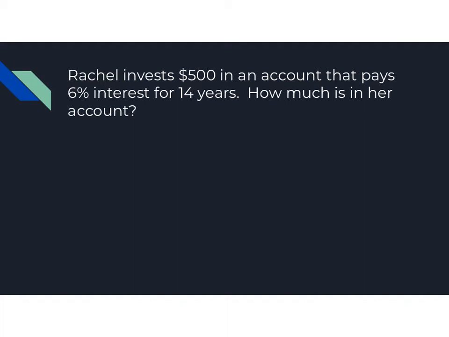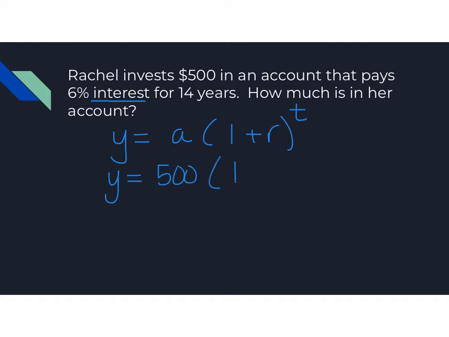We've got Rachel investing $500 into an account, paying 6% interest for 14 years. And we want to figure out how much is in her account. So let's start by writing an equation. Again, this is interest, so this is positive. We're going to use the equation 1 plus r to the power of t. A is your initial value, and we're adding 6% to our 1 for X amount of years. We want to determine how much is in her account after 14 years. So we're going to solve that equation.